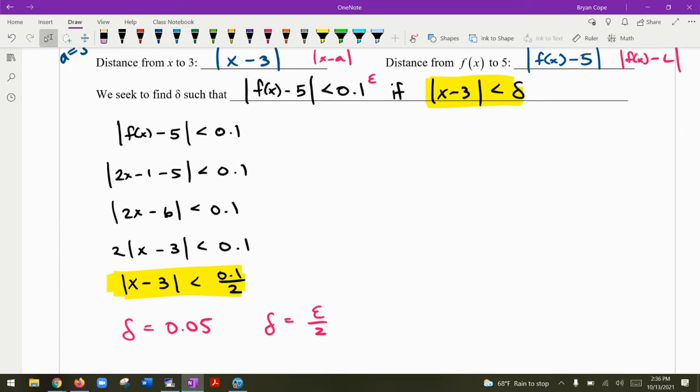That was the key I've been hinting at all this time. We need a relationship between epsilon and delta. And then we would build the proof. We would actually build the proof from scratch. So we would say, okay, starting with this premise, |x - 3| < delta.